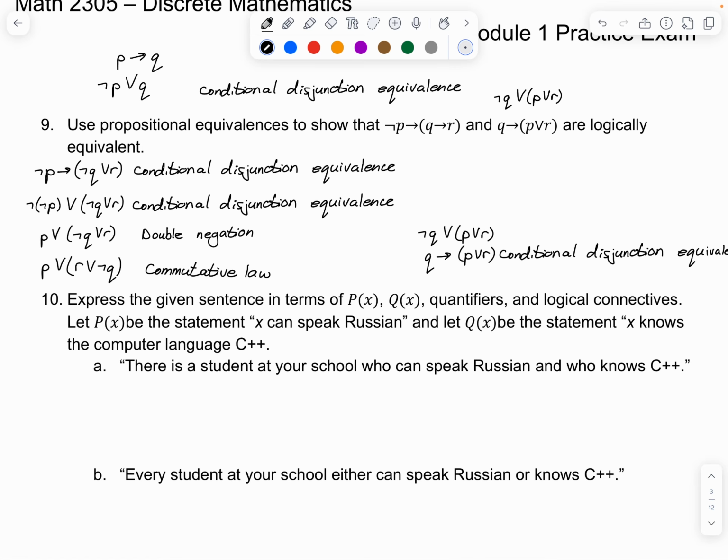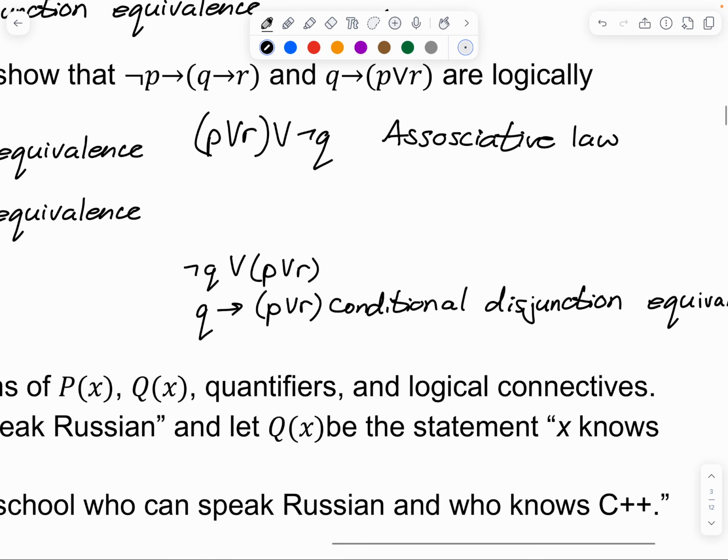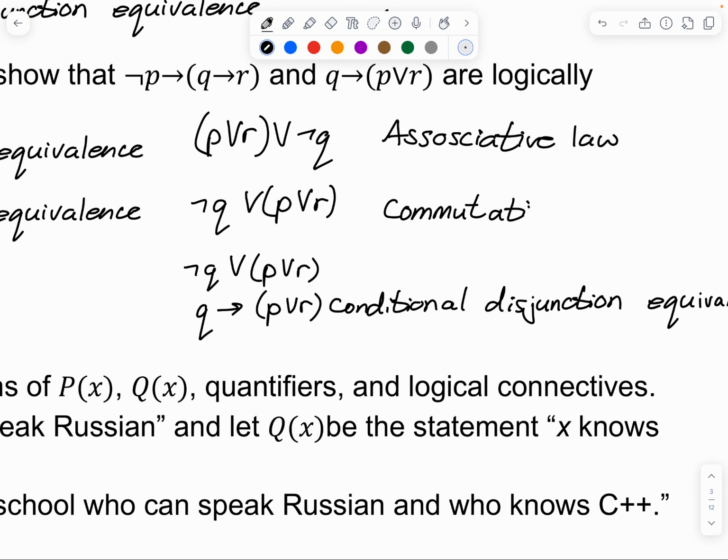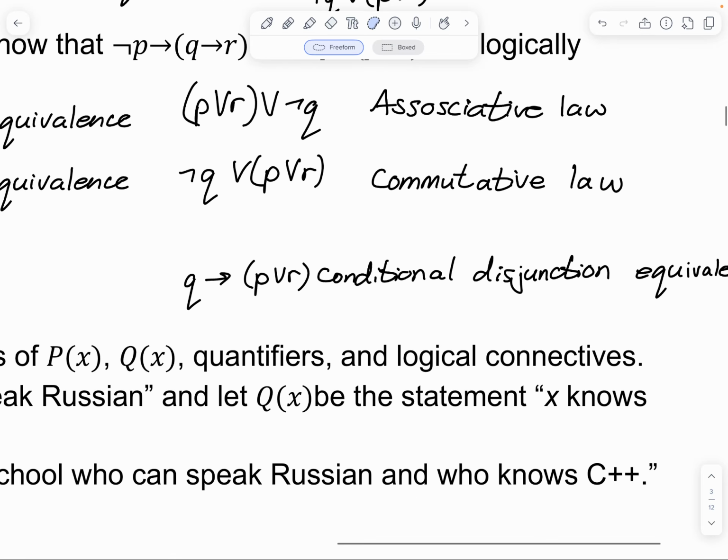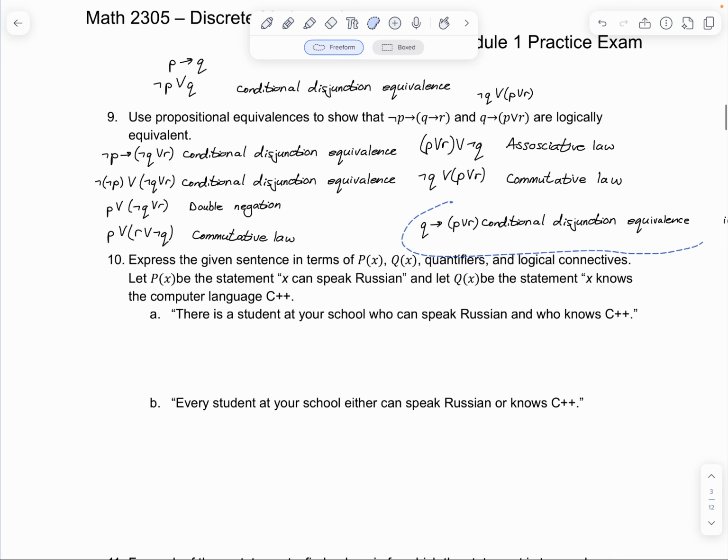Then I can move my parentheses. So right now they're around R and not Q, but I can put them around P and R. And that is the associative law. And then I just switch the order, not Q or P and R, and that is commutative again. And those two are exactly the same, so I don't need this line. I have finished it. That is the same as what I'm looking for.